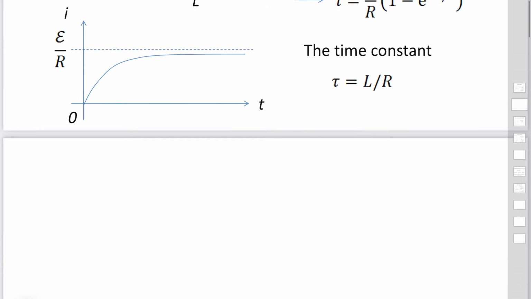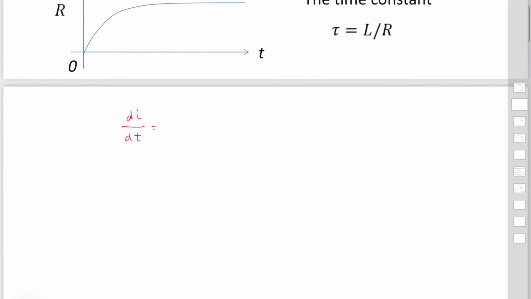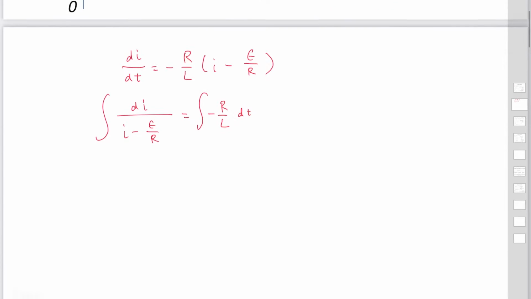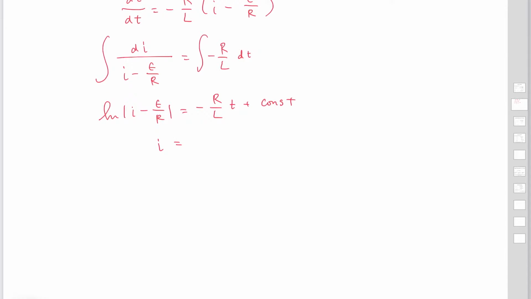We could solve. So this is di/dt equals minus R over L times I minus epsilon over R, so di over (I minus epsilon over R) equals minus R over L dt. Integrate both sides: log of (I minus epsilon over R) equals minus R over L t plus a constant. I equals epsilon over R plus C sub 0 exponential of minus R over L t. So C sub 0 is the exponential constant.